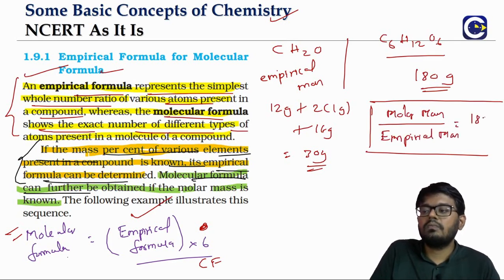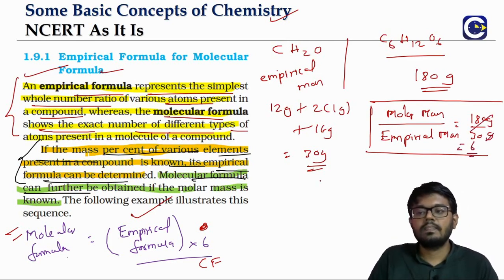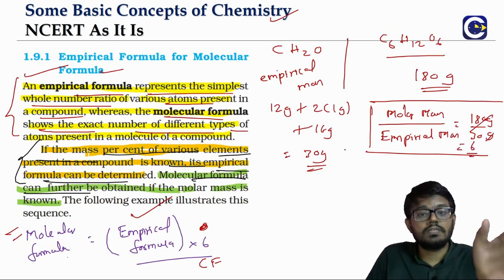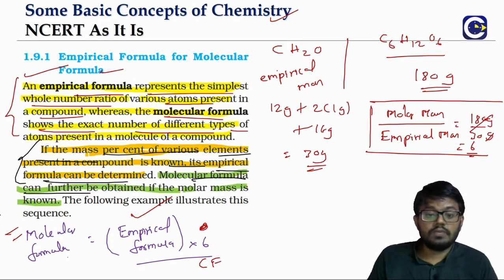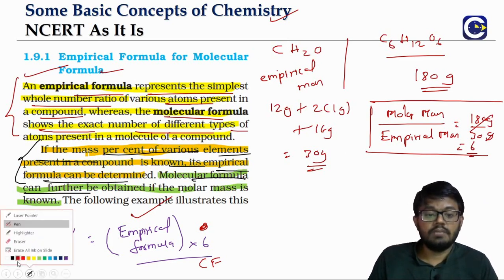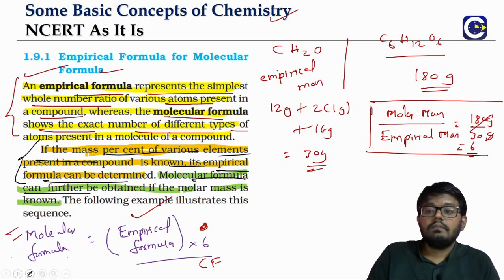What is it? 180 by 30, isn't it? That is our common factor. Common factor is what? Always it will be the molar mass value divided by empirical mass. So first we will get the empirical formula, right? Once we know the empirical formula, we will have the empirical mass in our hand.